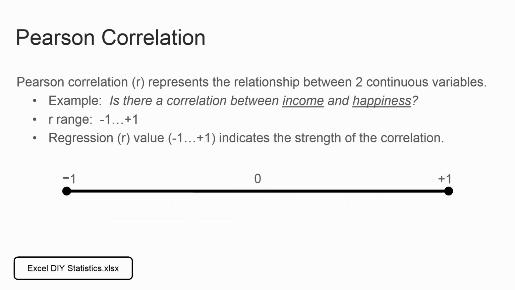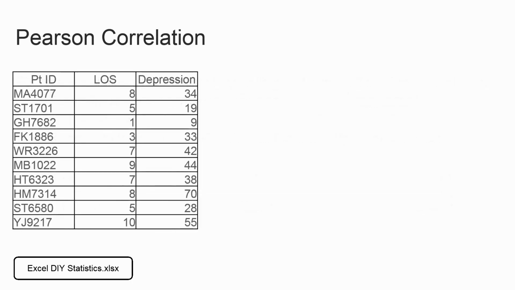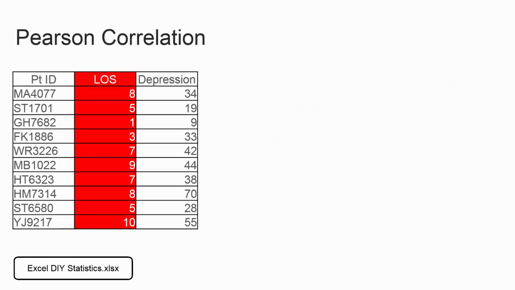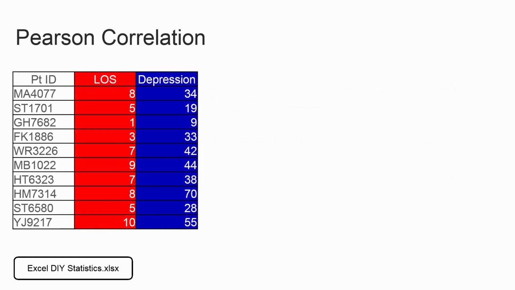The R value, which ranges from -1 to +1, indicates the strength of the correlation. R values that are nearer to minus or plus 1 are relatively strong, whereas R values nearer to 0 represent weaker correlation. Consider this example wherein the researcher is interested in discovering if there is a correlation between hospital length of stay and the patient's level of depression.